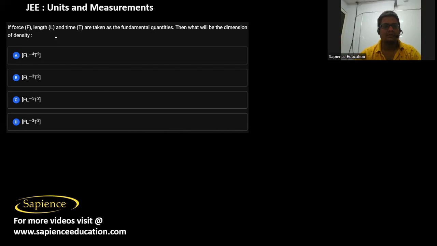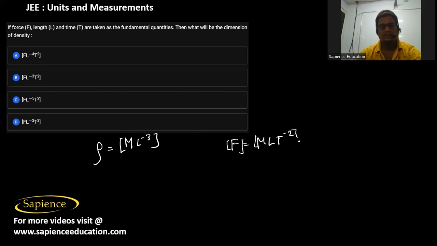And here it is told, if force, length, and time are taken as the fundamental quantities, then what will be the dimension of density? Density equals mass by volume. So its dimensional formula is ML power minus 3, the dimensional formula for force is MLT power minus 2, for length is L, and for time is T. So we have to find ML power minus 3. We can do MLT power minus 2 divided by L power 4 into T power minus 2. Then we will get ML power minus 3.